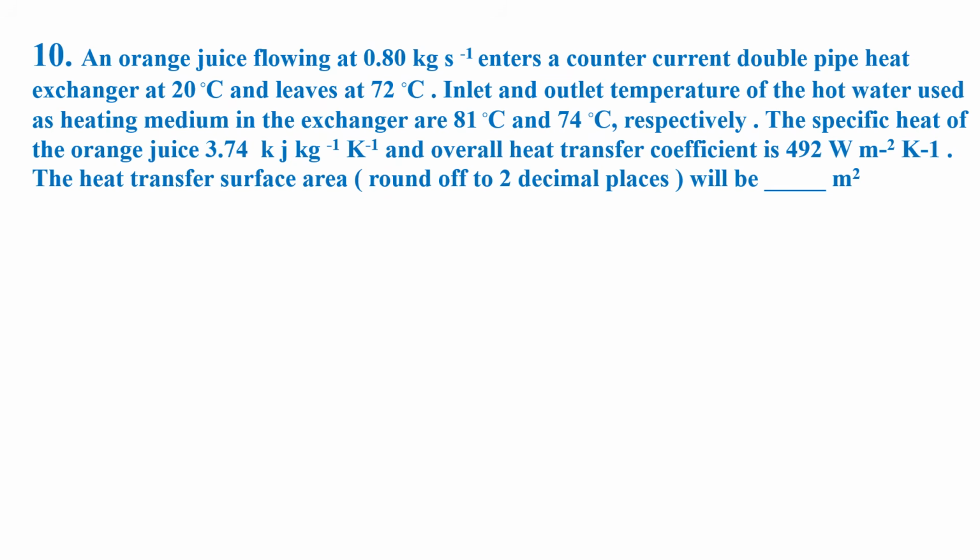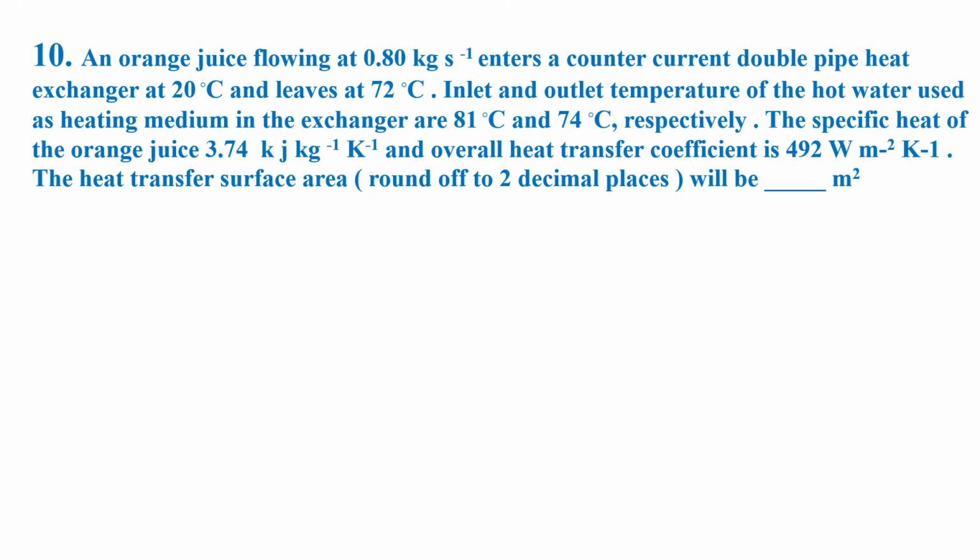Orange juice enters a double pipe heat exchanger at 20 degrees Celsius and it leaves at 72 degrees Celsius. Inlet and outlet temperature of the hot water which is used as a heating medium in the exchanger are 81 degrees Celsius and 74 degrees Celsius respectively. The specific heat of the orange juice is 3.74 kJ per kg Kelvin and the overall heat transfer coefficient is 492 watt per meter square Kelvin. The heat transfer surface area, this we have to calculate.